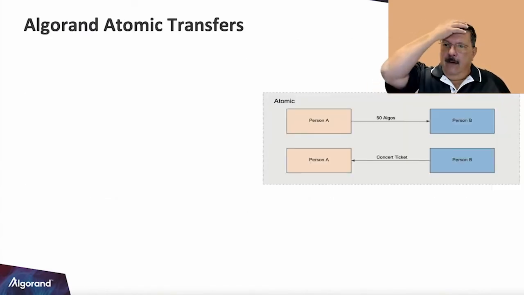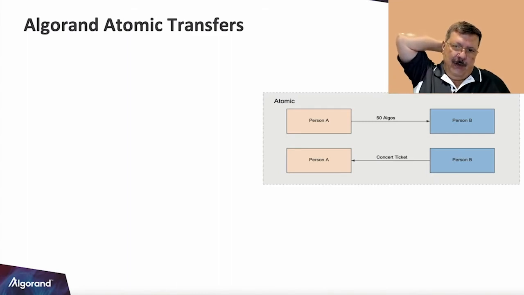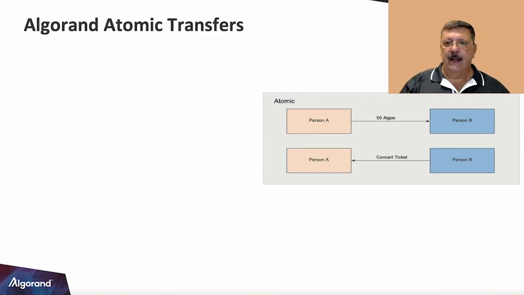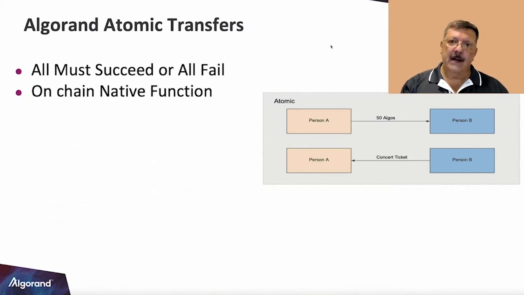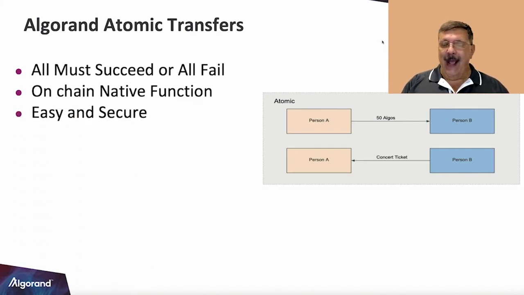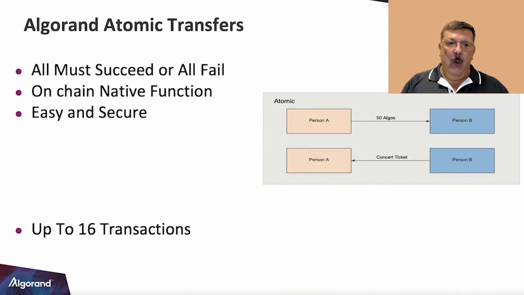Taking a look at this diagram here on the right, we're going to talk about atomic transfers next. So you have person A going to send 50 algos to person B, and in exchange, person B will send a concert ticket to person A. And so this must all succeed or they will all fail, is the bottom line. Very analogous to a SQL transaction for those that are familiar with SQL Server database type calls. It's an on-chain native function, and it's easy and secure to wrap the entire atomic transfer into one transaction.